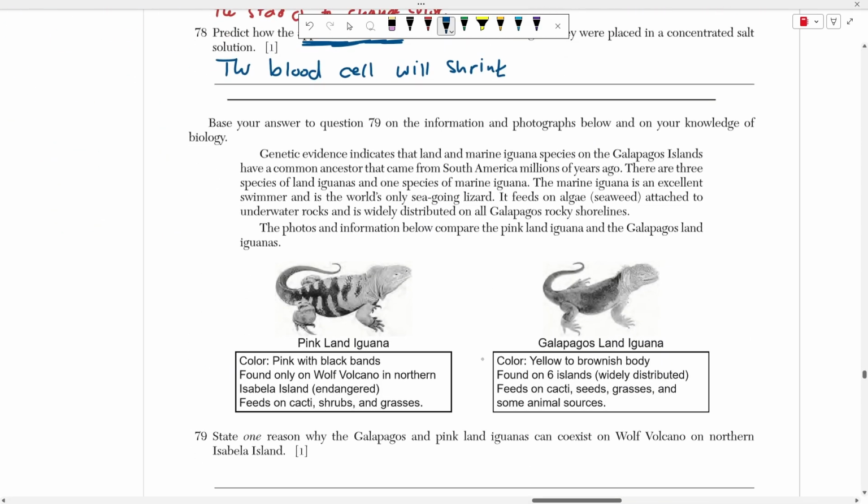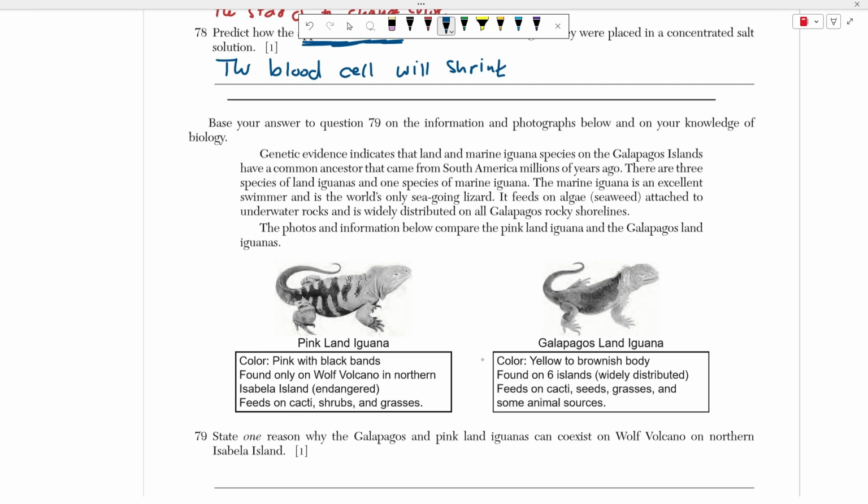Right? So they say that we need to base our answer to 79 on the information and photographs below and our knowledge of biology. It says that genetic evidence indicates that the land and marine iguana species on the Galapagos Islands have a common ancestor that came from South America millions of years ago. There are 3 species of land iguanas and 1 species of marine iguana. The marine iguana is an excellent swimmer and the world's only seagoing lizard. It feeds on algae, seaweed, attached to underwater rocks and is widely distributed on all Galapagos rocky shorelines. The photos and information below compare the pink land iguana and the Galapagos land iguanas.